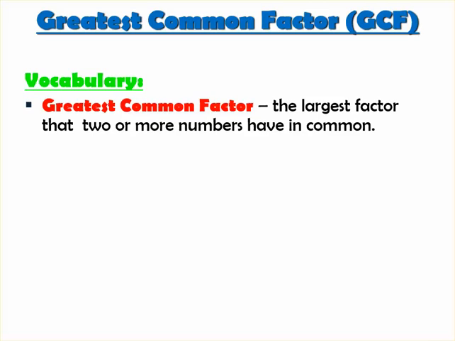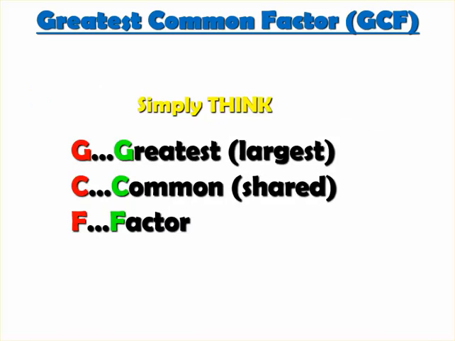Now we're going to learn about greatest common factor, often abbreviated GCF. And the greatest common factor is the largest factor that 2 or more numbers have in common. So greatest is the largest. Common means shared.